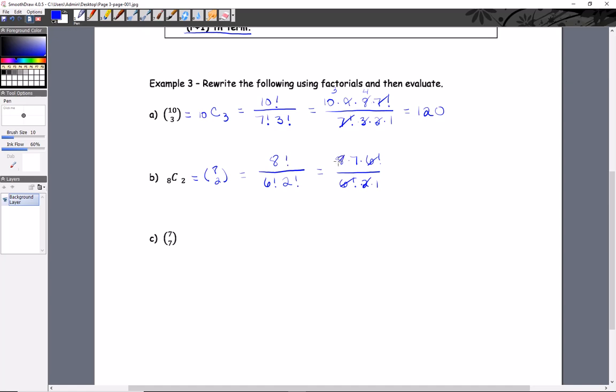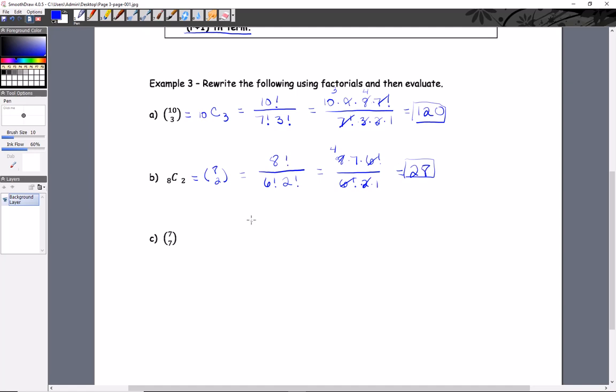2 goes into 8, leaving 4. And that's it. So 4 times 7 will give you 28. And again, just so that you know what this means, that means to choose 2 out of 8. There are 28 ways that you can do that, right? 120 here, 28 here.